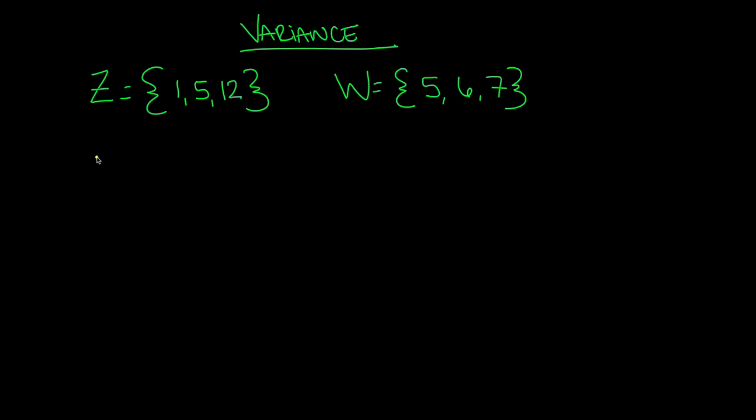Here's a set Z, which is 1, 5, 12. We're getting bored with this. It's our friend. We get bored with our friends. Mu sub Z is 6. Fine. Here's another set W, 5, 6, 7. If we calculate mu sub W, it turns out that's also 6, so you can check for yourself. So unsurprisingly, the mean is not a unique classifier of a set. We have 2 sets with the same mean.